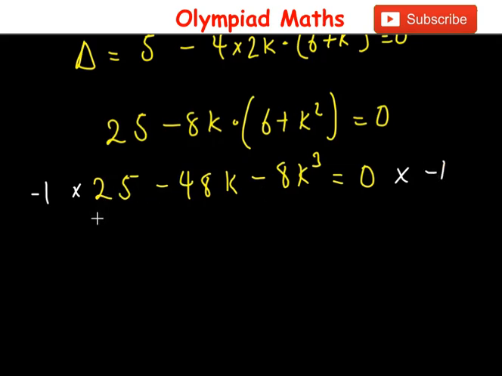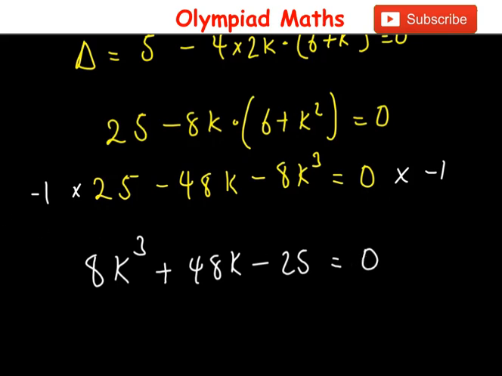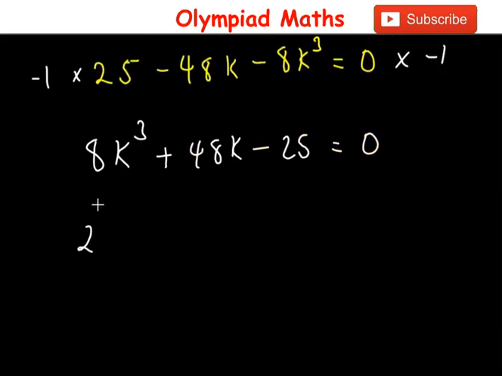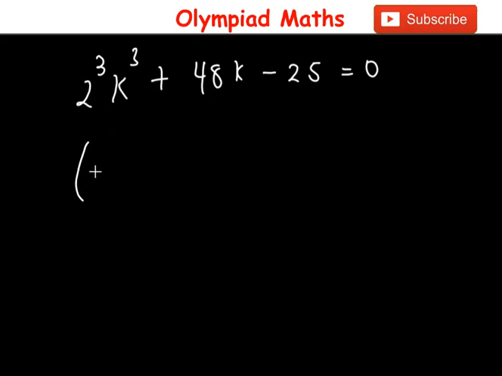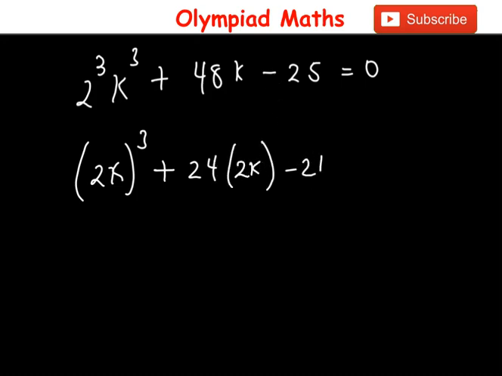And this equation then becomes 8k raised to power 3 plus 48k minus 25 equals 0. From here, we can write 8 as 2 raised to power 3, times k raised to power 3, plus 48k minus 25 equals 0. So this can be written as (2k) all raised to power 3, plus, factorizing out 24 from this, we have 24 into bracket 2k, then minus 25 equals 0.